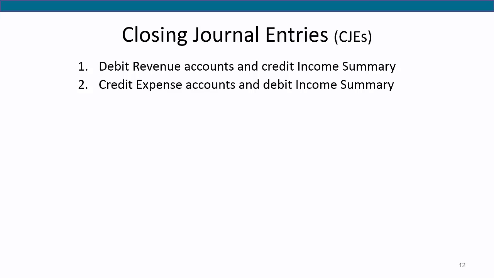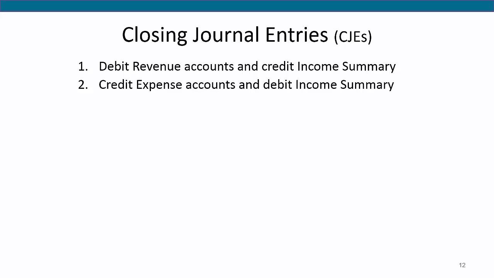Entry 3. Close the income summary to retained earnings. After steps 1 and 2, the balance of the income summary is equal to the period's net income. This third closing entry transfers the balance of the income summary account to the retained earnings account. The entry closes the income summary account. The income summary account has a 0 balance after posting this entry.